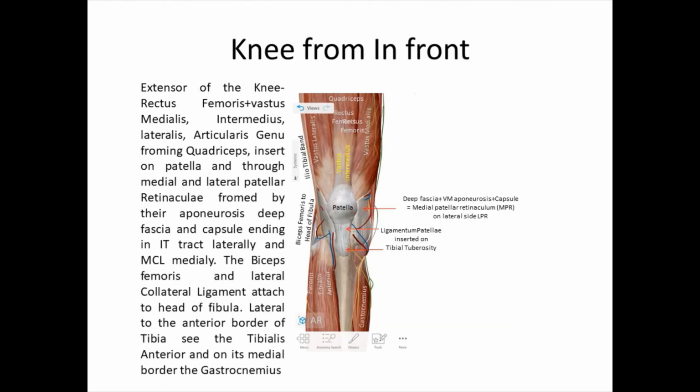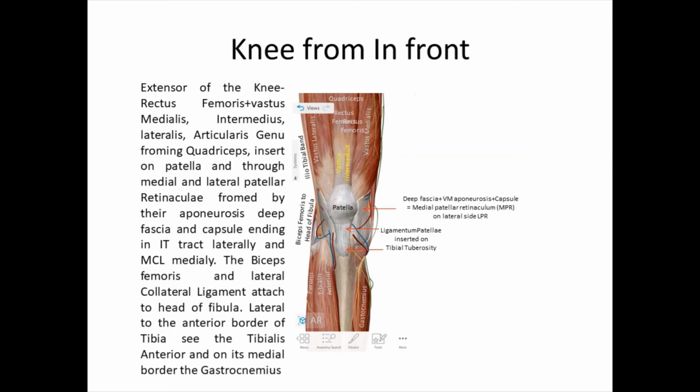Now we have seen this quadriceps muscle, and this is the extensor of the knee. So it consists of a rectus femoris, the vastus intermedius, medialis and lateralis. Some fibers of the vastus intermedius attach to the suprapatellar pouch and they are called the articularis genu. And all this forms the quadriceps.